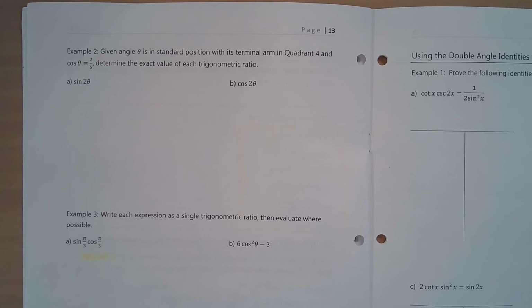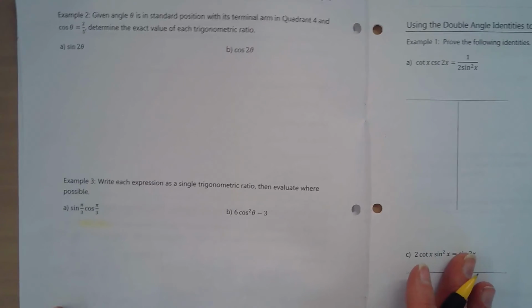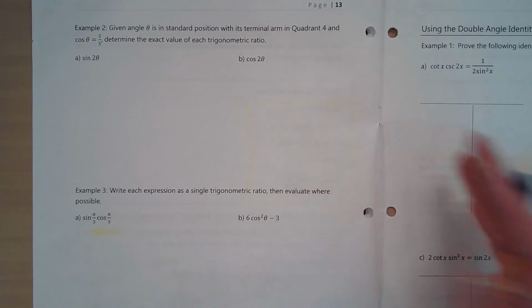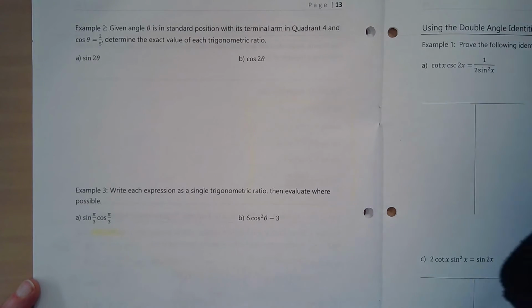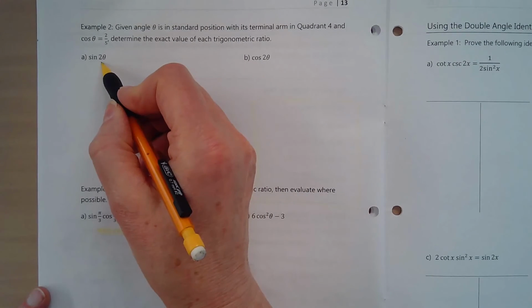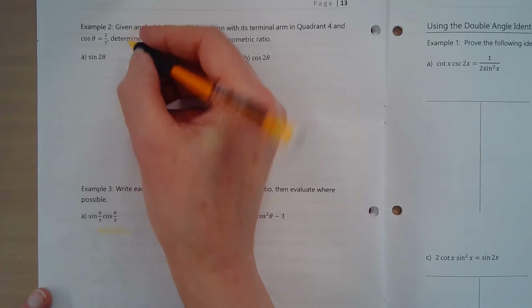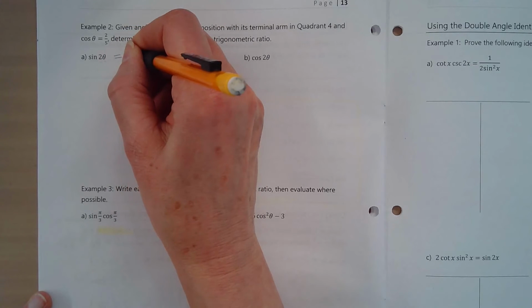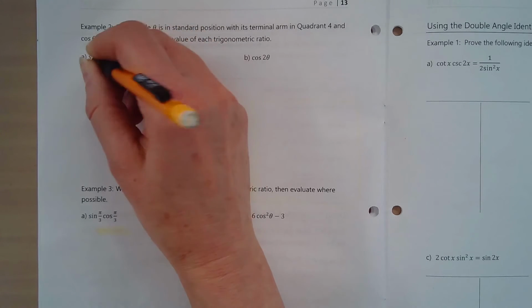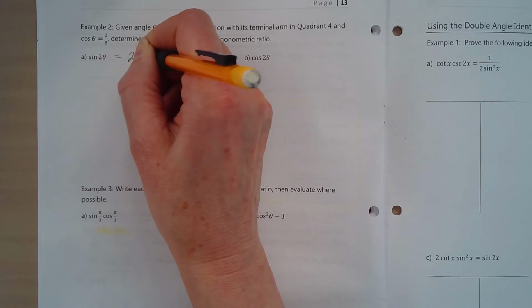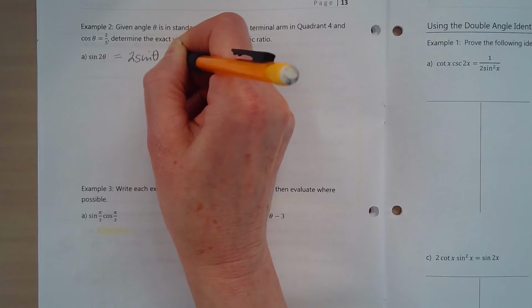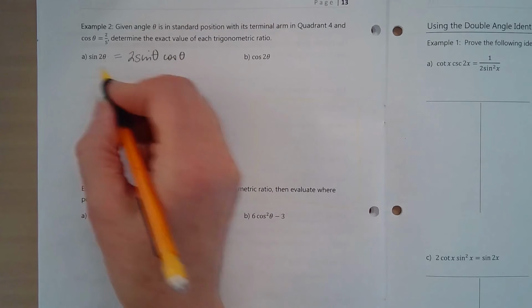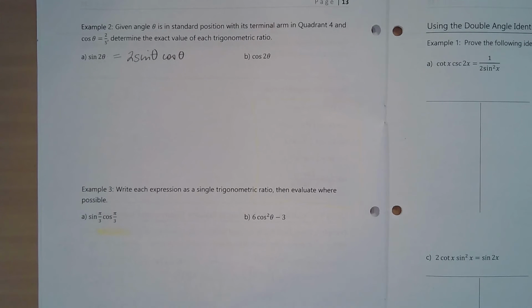Given that angle theta is in standard position, terminal arm in quadrant 4, cos theta is equal to 2/5. Determine the exact value of each trig ratio. I've got sine of 2 theta. Anytime you see something weird happening in the angle department, like 2 theta, go to my formula sheet, and I see sine of 2 theta is equal to 2 times sine theta cos theta. That's how we deal with the double angle, right? We turn it into single angles.